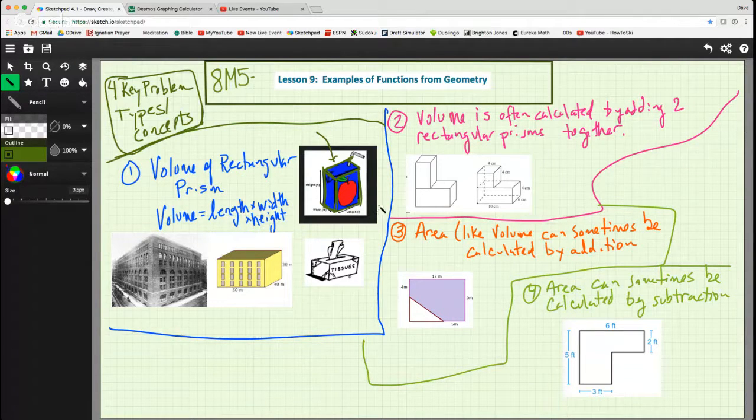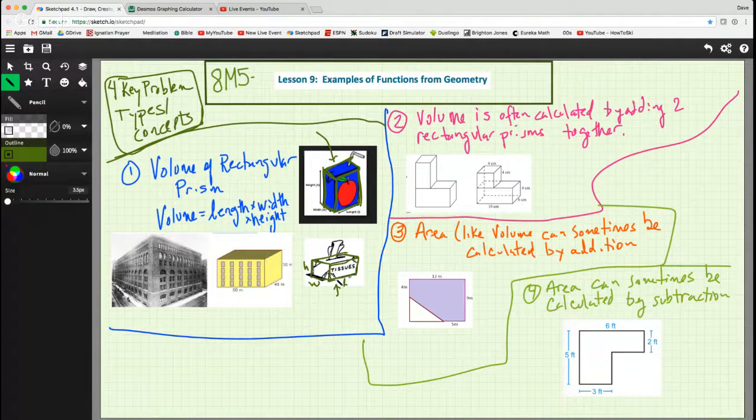Now, similarly, you could have a box of tissues. So this is also a rectangular prism. Forget about the tissue part, but the box itself is a rectangular prism, and its volume, the amount of tissues or the amount of air that would be inside this box if it was empty, would be the length times the width times the height. It doesn't matter what you call the length, the width, and the height. You just got to be consistent.